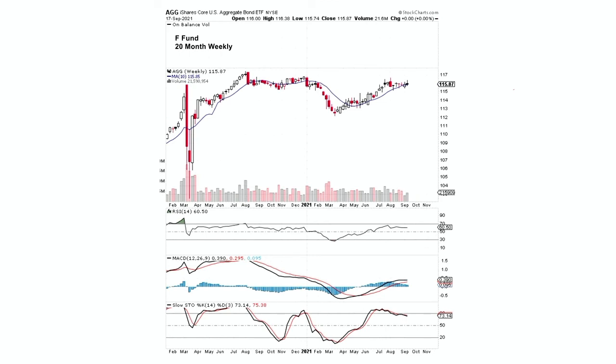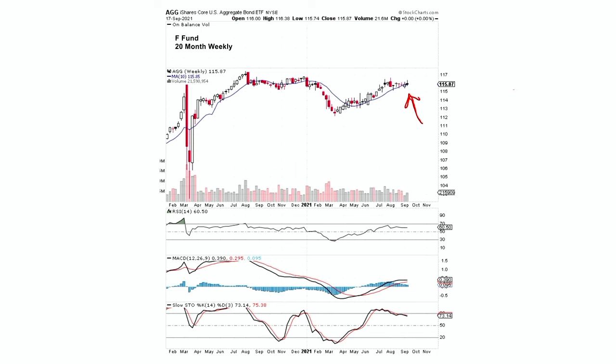F fund is, we always say, the place that we would go if the chart looked good instead of the G fund, or in addition to the G fund. F fund right now, it's not looking great. It's trying to hold support above its 10-week moving average line, but it's right on it, and the chart just doesn't look great.